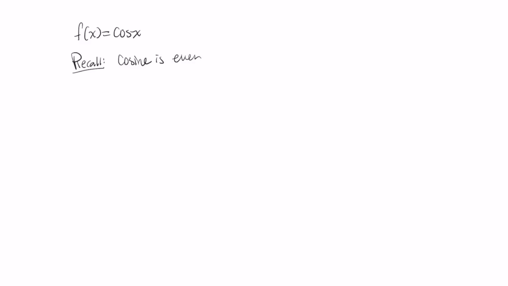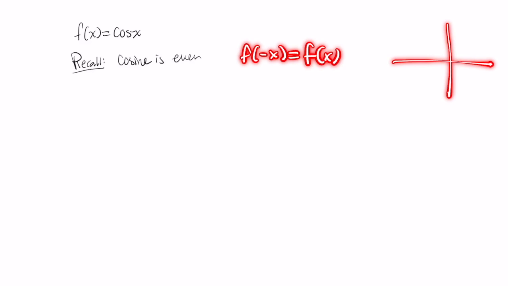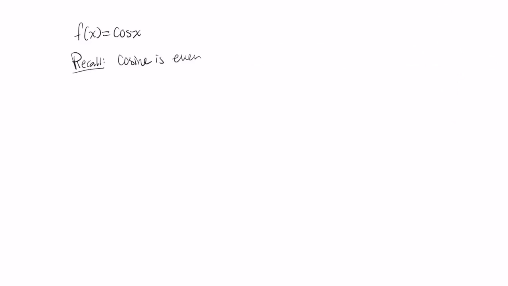This tells us that f of negative x equals f of x. It also tells us that the graph is symmetric about the y-axis. So if we were to fold our paper in half here, we should get the same image on either side of the x-axis.